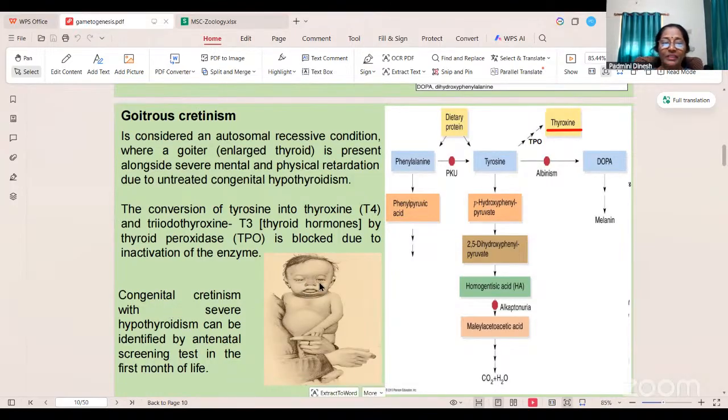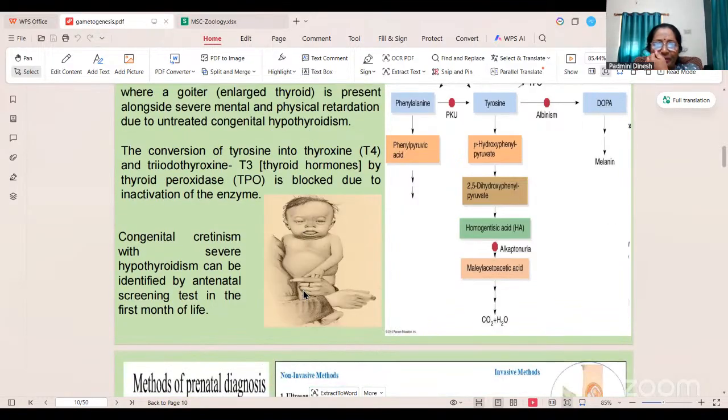Congenital cretinism with a severe hypothyroidism. Thyroid hormone is not produced in them, so it's called hypothyroidism. That can lead to mental disorders and also the swollen faces that you can see over there. Different types of problems can occur. Mental retardation also is one of the important points over there when untreated.